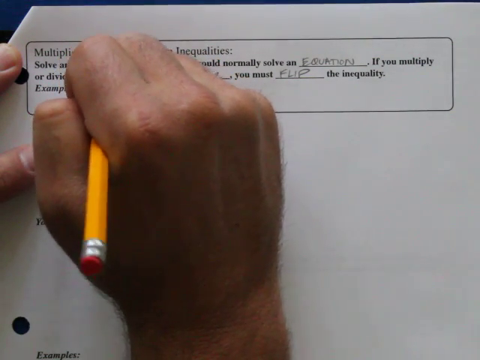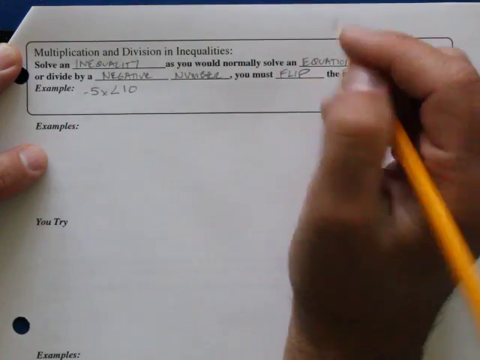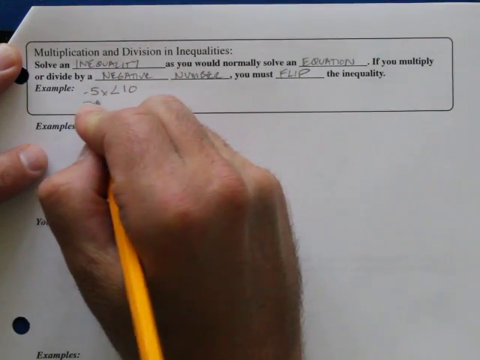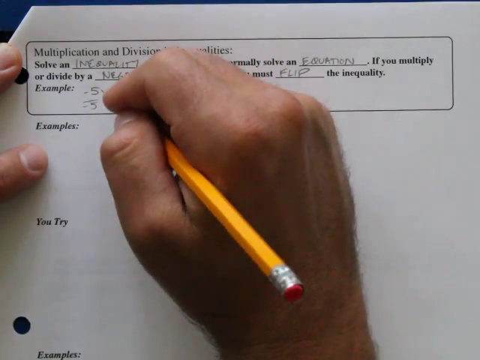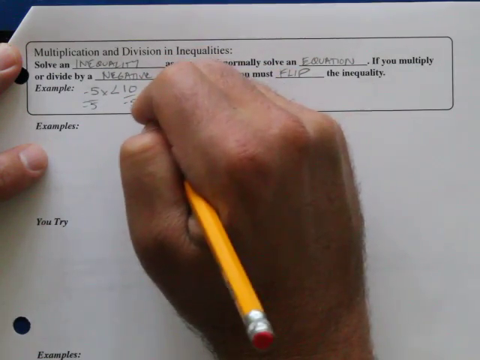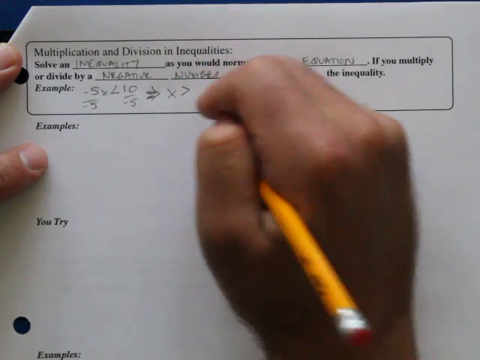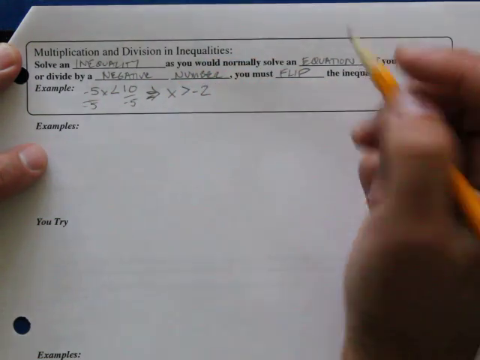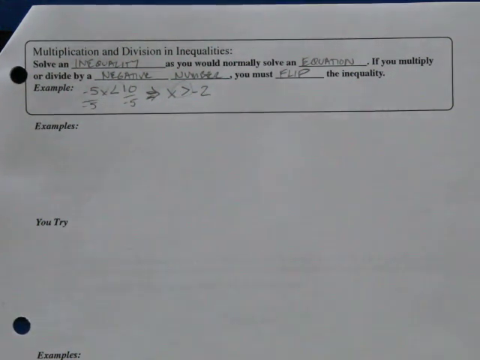So for instance, if I have negative 5x is less than 10, I'm going to divide both sides by negative 5. And then, since I divided by a negative number, I have to flip the inequality. X is greater than negative 2. So I flipped my sign here to say x is greater than negative 2.